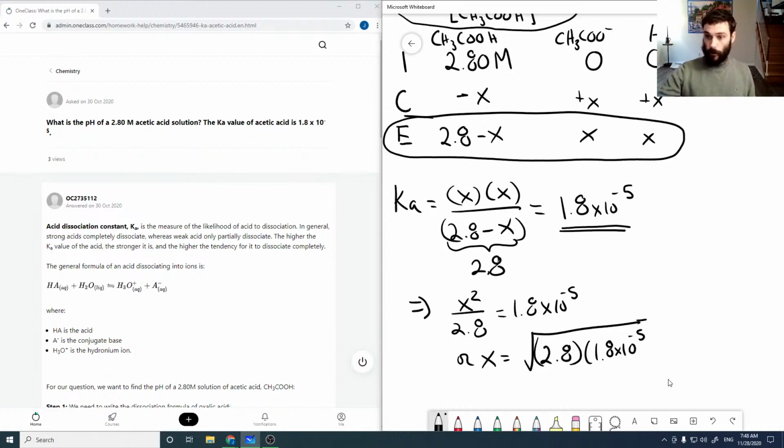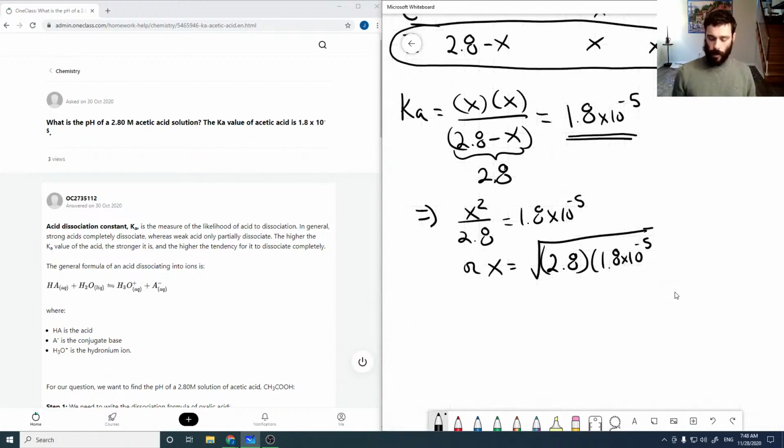And putting this through our calculator, we find that X is 0.0071 molar. And that kind of validates this assumption, right? Because 2.8 minus this value is pretty much 2.8, right? It's 2.793, so approximately 2.8, especially to the significant digits that we're given.